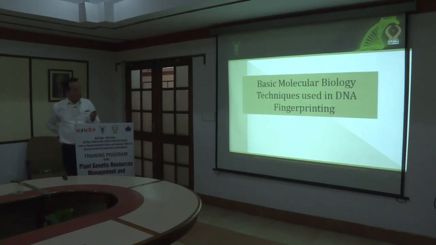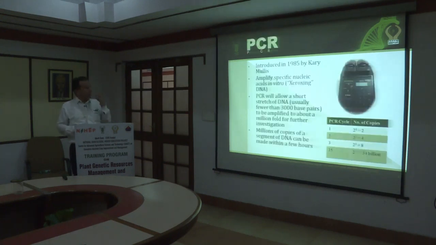Coming to some of the basic molecular biology techniques, and then we will come to the techniques of DNA fingerprinting. Many of you are familiar with this, so just as a repetition: PCR and electrophoresis are the two very common techniques used here. PCR was first introduced by Kary Mullis in 1985, and it is just exponential multiplication of your DNA fragments.